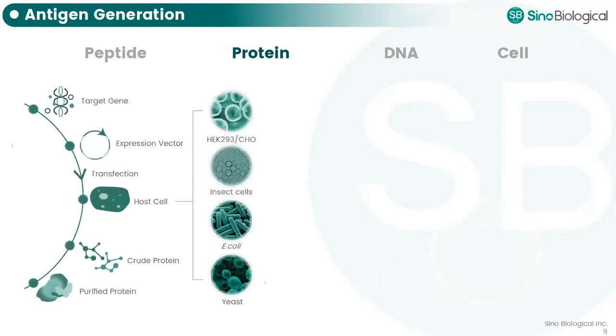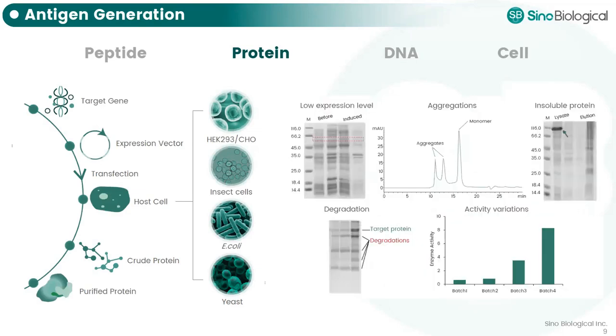So as I mentioned, we have HEK293 cells and CHO cells for protein expression. We also have insect cells, E. coli, and yeast expression hosts to support recombinant protein expression. But there are several challenges of recombinant protein expression, which I listed here.